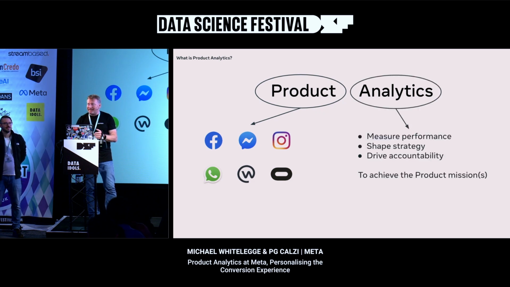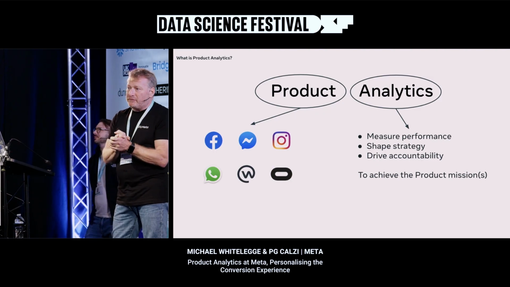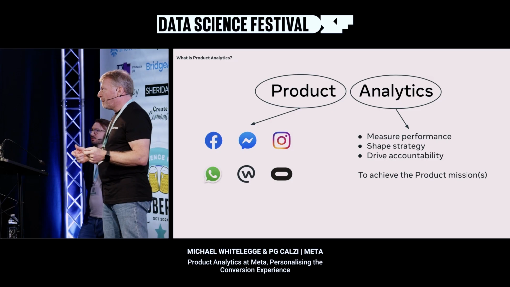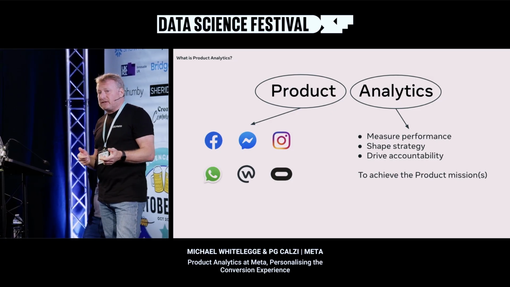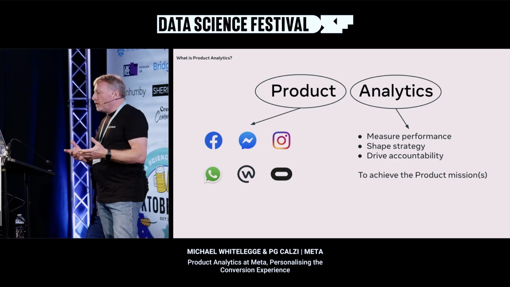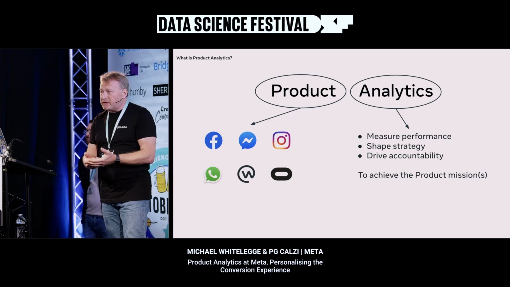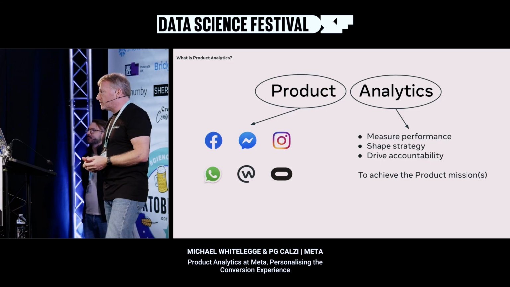Then we think about analytics. Why do we need analytics on products? We have to measure the performance. We need to make sure these products are actually doing what we wanted them to do. We use analytics to help shape strategy, so the products don't stand still at all. And we also use them to drive accountability. When we talk about product teams, each of those product teams will have goals, and we need to make the product teams accountable for reaching those goals.